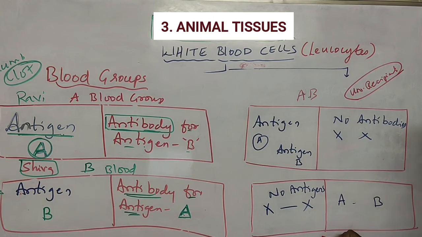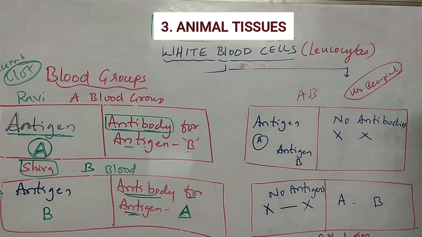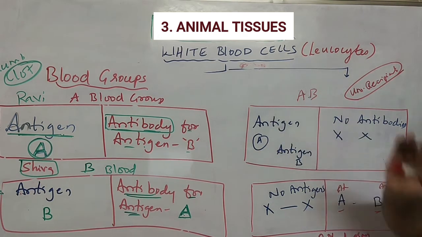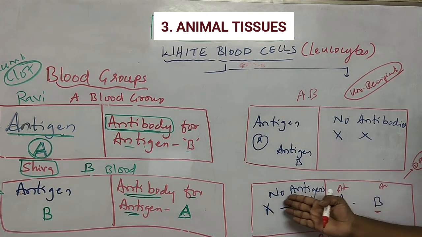Now coming to the blood group O. You can see here, this blood group doesn't have antigens at all. This blood group doesn't have antigens, but they have antibody for antigen A and antibody for antigen B. So now these are called as universal donors. Why are they called as universal donors? Because they can give the blood to any person. They can give the blood to any blood group, because they don't have the antigens.